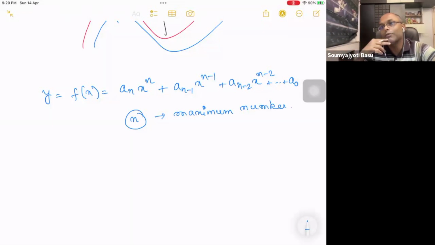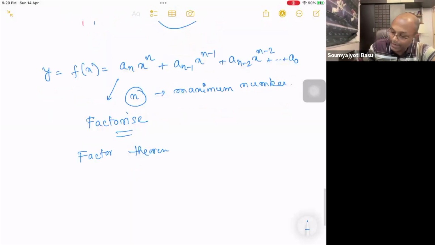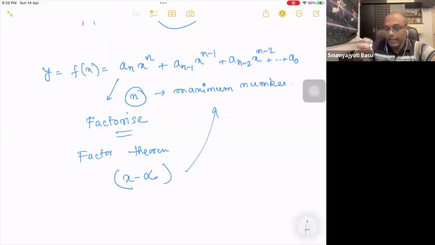What's the easiest way to find out roots? The easiest way to find out roots is to factorize. You must have done factorization of polynomials in your junior classes, and that expertise would help you now. You have to factorize these polynomials to find out the roots. There is one theorem called the factor theorem. If, let's say, x minus alpha is a factor of this polynomial, then f of alpha must be equal to 0. You can use that factor theorem to factorize this, and that is important.